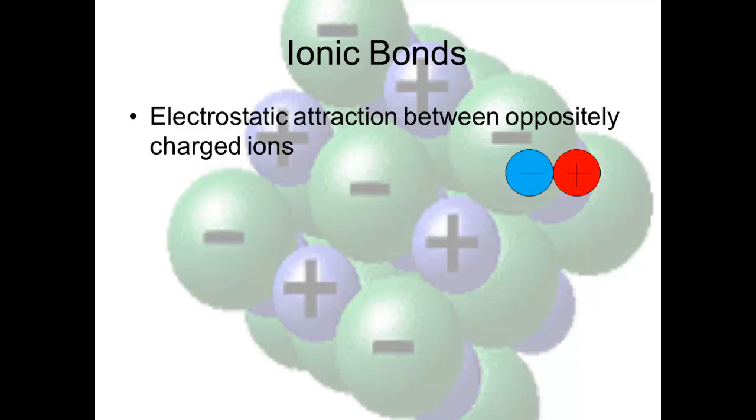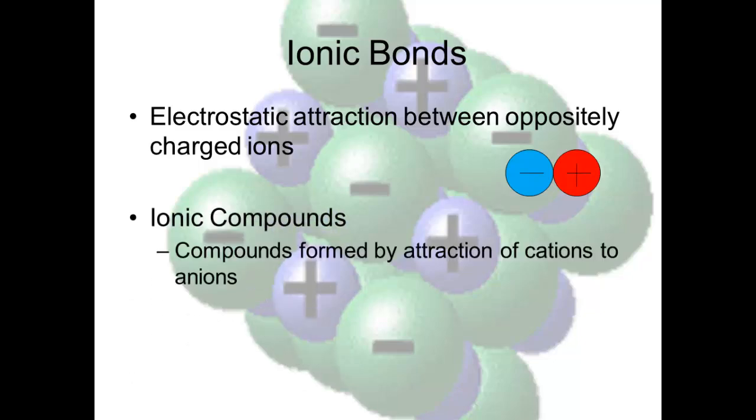Do you remember what those are called? Anions. So you have to have a cation and an anion to make an ionic compound. That kind of makes sense. So compounds are formed by the attraction of cations to anions, something that's positive to something that's negative.